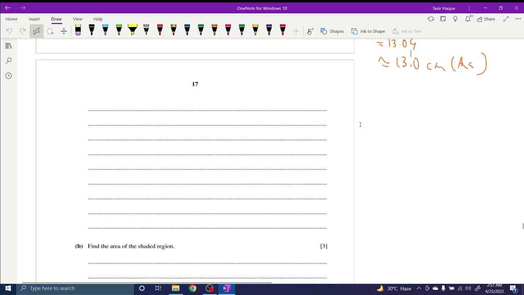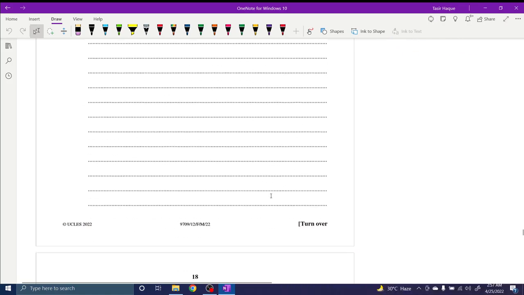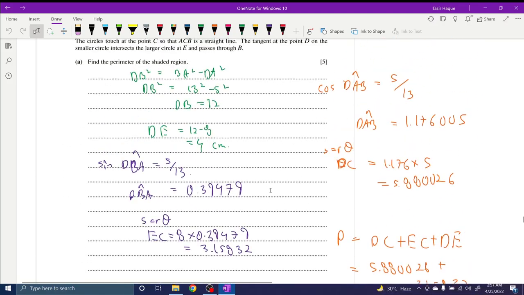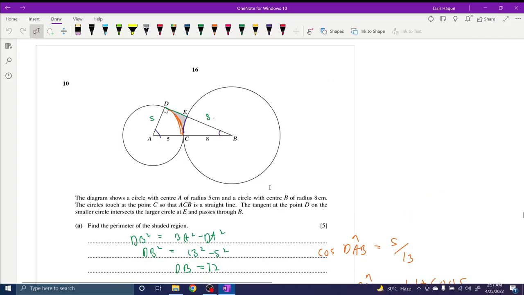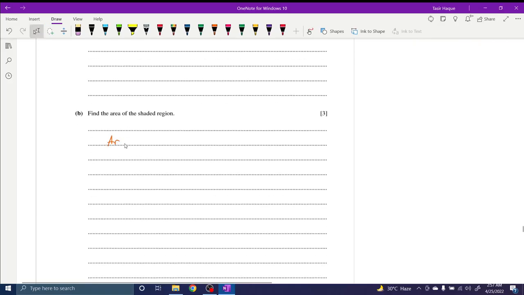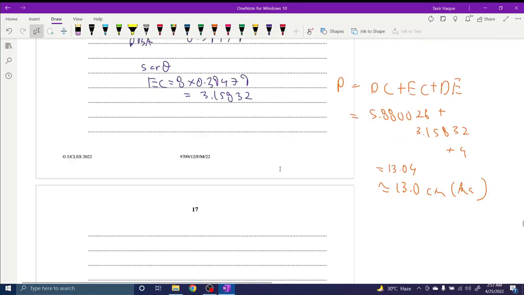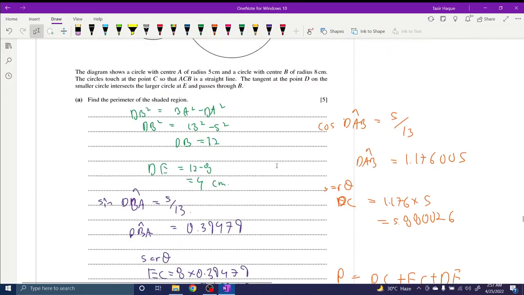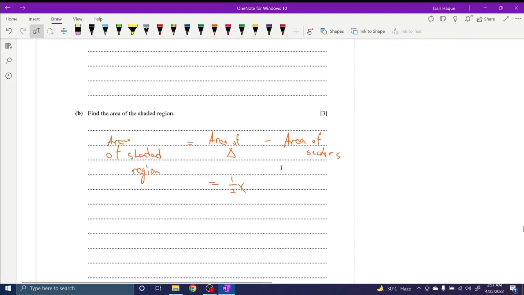Let's find out the area. Okay, so we just want to find out the area of the triangle and subtract the area of the sectors. That's basically it. So area of shaded region equals area of triangle, right? Minus area of sectors. So the area of the triangle is half into base into height. The base is 5 and the height is 8 plus 4, 12, right? So 5 into 12. This is the area of the triangle minus area of the sectors.